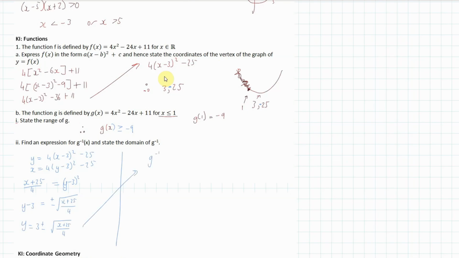Now, I'm going to write that in function notation. And because we're on the left-hand side of the vertex, we want the 3 minus the square root of (x plus 25) all over 4. Well, there we go. Oh wait, we need to state the domain. So the domain of the inverse is equal to the range of the original. Now, the range that we had here is now our domain, so for x is greater than or equal to -25. Okay, well that's us on that one.